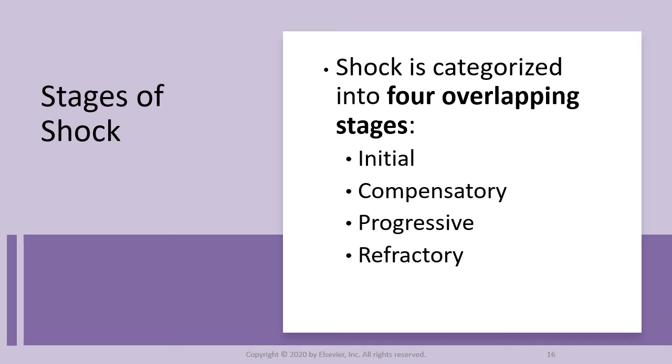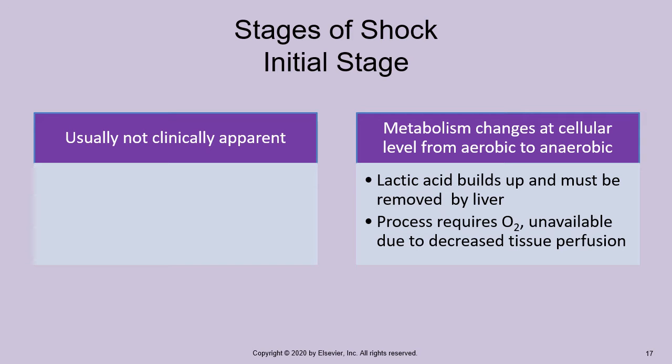In addition to understanding the underlying pathogenesis of the type of shock the patient has, management is guided by knowing where the patient is on the shock continuum. We categorize shock into 4 overlapping stages: 1, the initial stage, 2, the compensatory stage, 3, the progressive stage, and 4, the refractory stage. The continuum begins with the initial stage of shock that occurs at a cellular level. This stage is usually not clinically apparent.